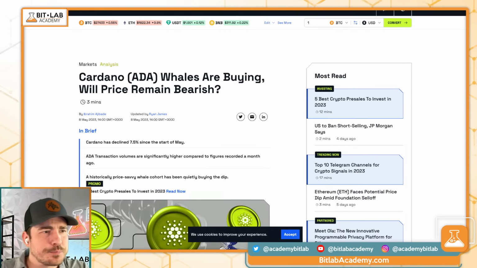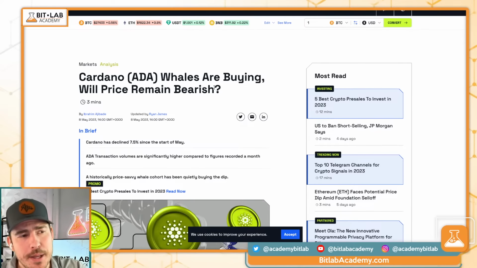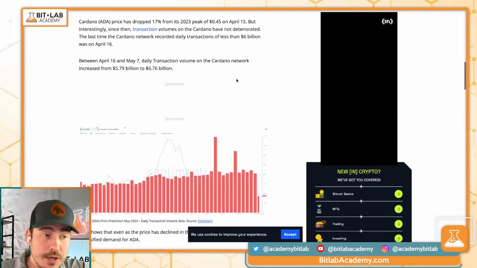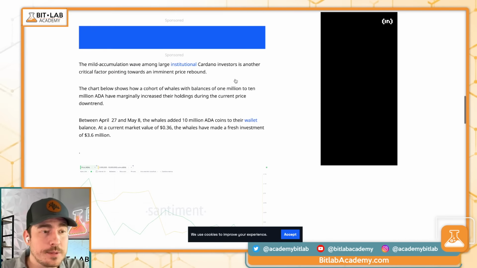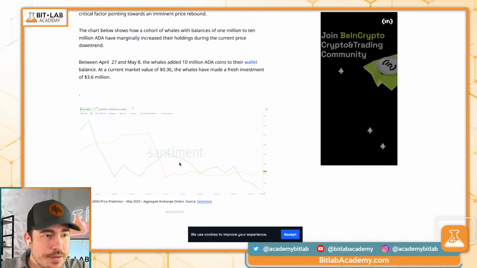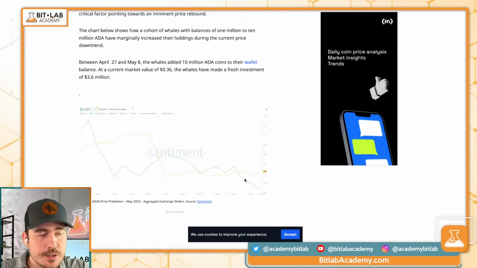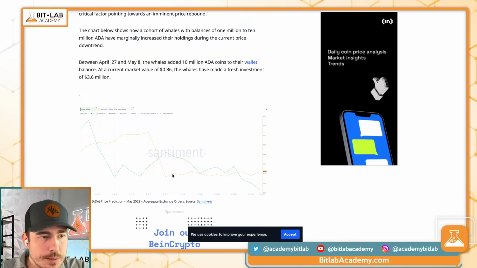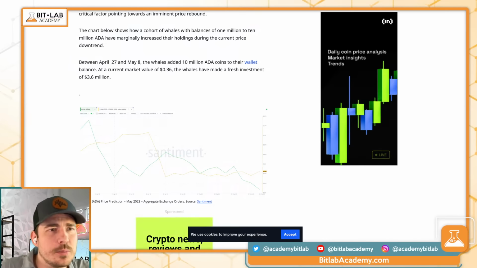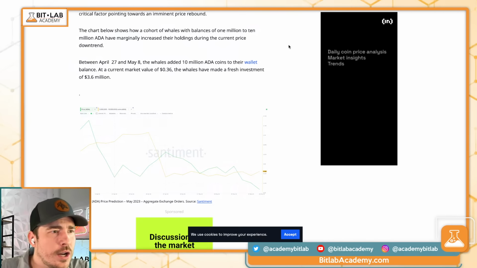Now we do see some whales are buying Bitcoin right now. Sorry, Cardano right now, which is going to be very nice. We're seeing a little bit of an uptick, and we can see right here. It's very hard to see, but this green line is Bitcoin price. This yellow line, which I'm tracing right here, is starting to trend up. So the whale cohorts are starting to buy a little bit of Cardano.